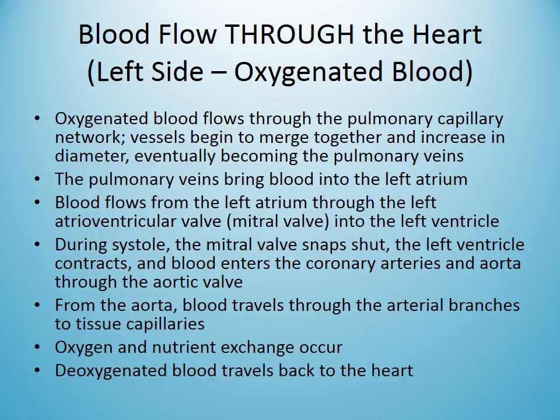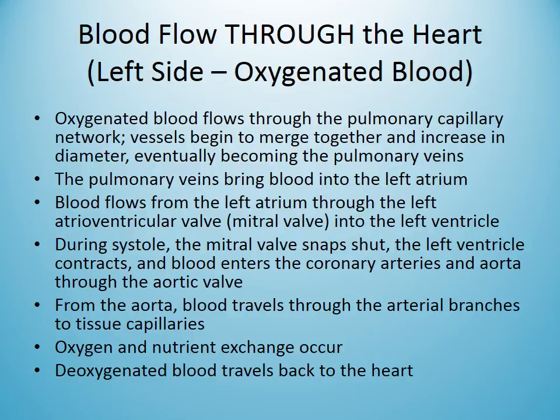Blood flows from the left atrium. Once the pressure is built so high, it'll flow through the left AV valve into the left ventricle. During systole, this AV valve will snap shut and the ventricle contracts, and the blood enters the coronary arteries and the aorta through the aortic valve. So it'll go through that semilunar valve and make its way to the aorta.